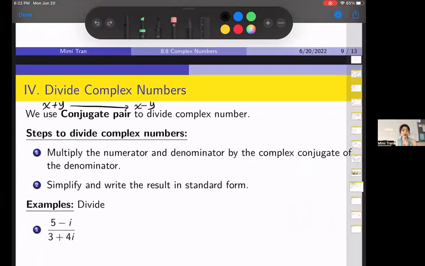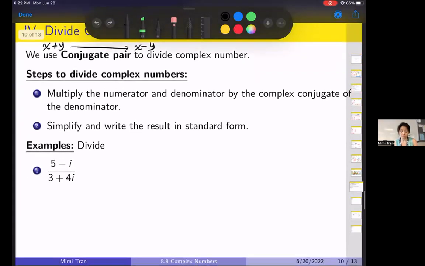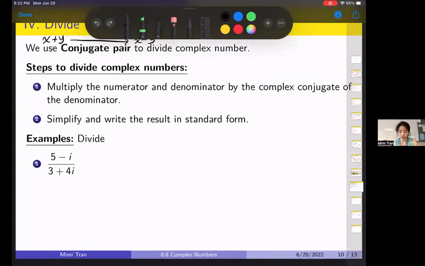Now, for dividing complex numbers, if you remember from the previous section, we rationalize the denominator, right? That means we don't want a radical, we don't want a root in the denominator. Same thing here with the complex number. We don't want i in the denominator. We want to get rid of it. And one way we can do that is to multiply the top and bottom by the conjugate of the denominator. So the first step is you multiply the numerator and the denominator by the complex conjugate of the denominator. And then the second step is simplify.